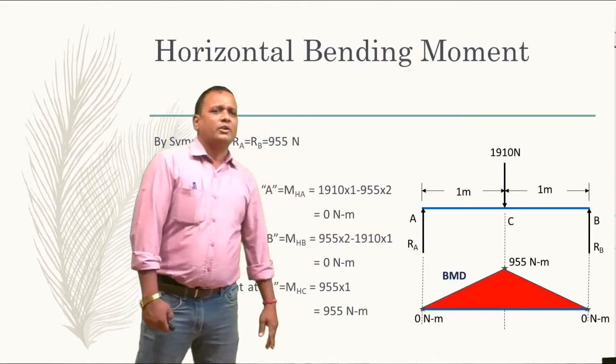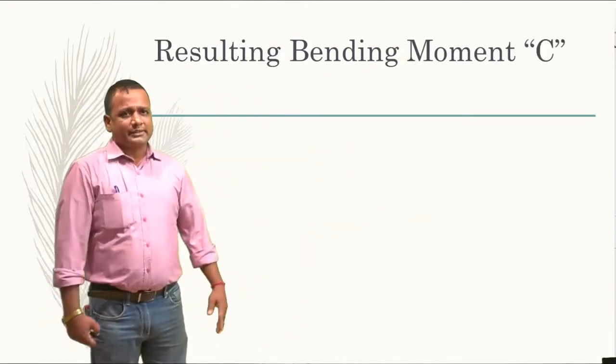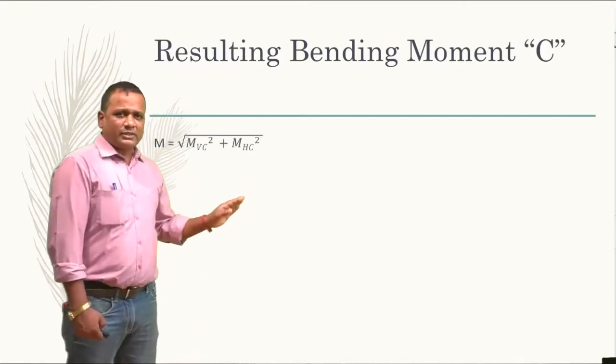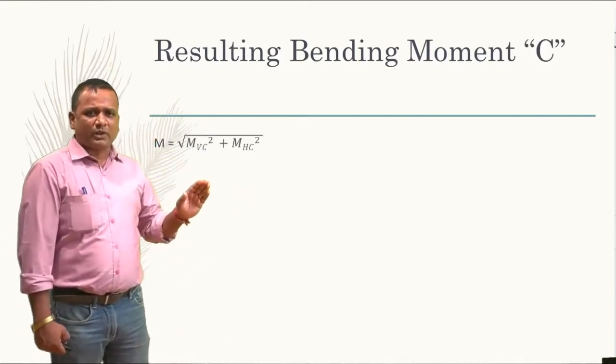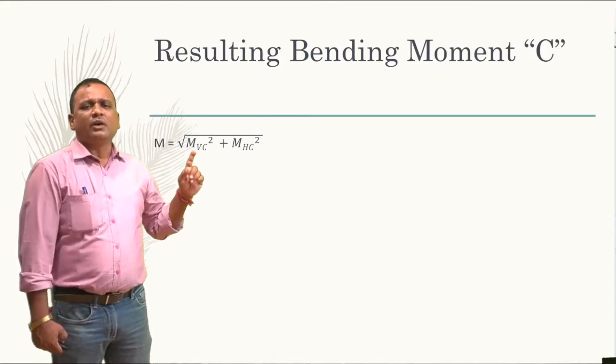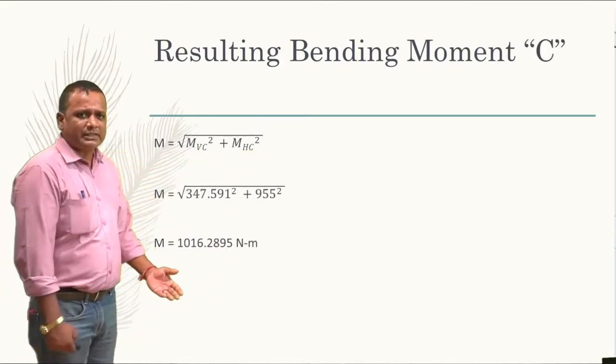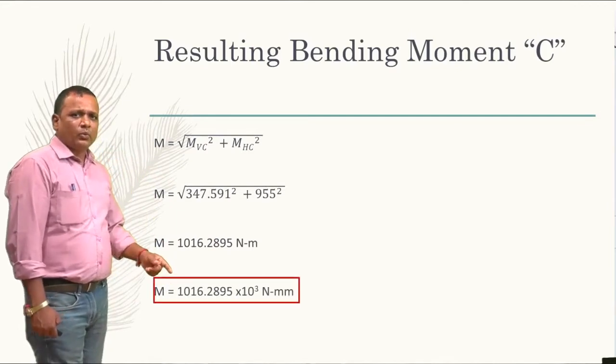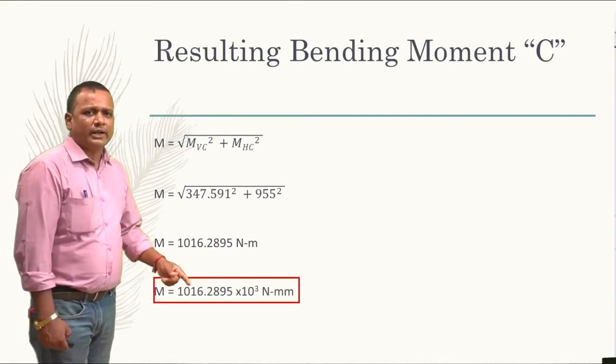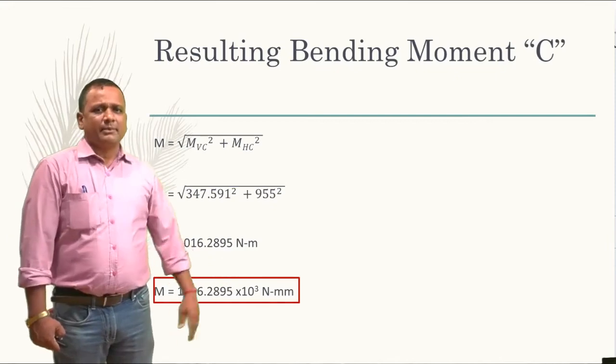Now in order to find the resultant bending moment at C, this is the way I can consider it: M is equal to the square root of Mv squared plus Mh squared. Mv represents the vertical and Mh represents the horizontal. Now substituting those values, the maximum bending moment I got is 1016.2895 into 10 to the power of 3 Newton mm.